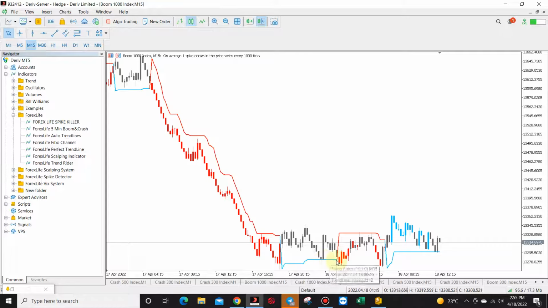However, if it is like this, where it's gray candles above or below your trend rider and it's only gray candles, you stay out of the market. You do not take the trade.